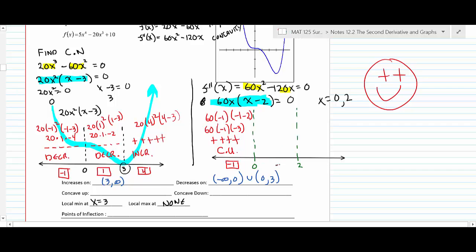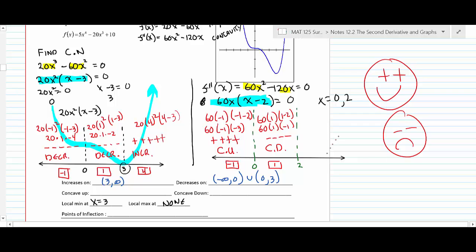Then we want to go between 0 and 2. Let's go with 1. Again, plug that into the second derivative that I got highlighted in blue, so that's 60 times 1 times 1 minus 2. What's that? A positive times a negative is a negative. Good. That's just 60 times 1 times -1. What does that tell you? You're sad, exactly. Concave down. Okay, good. I remember that happy face thing.